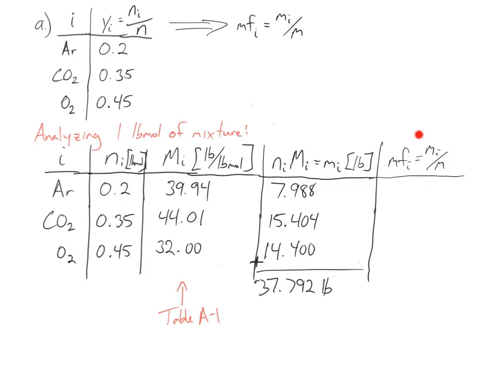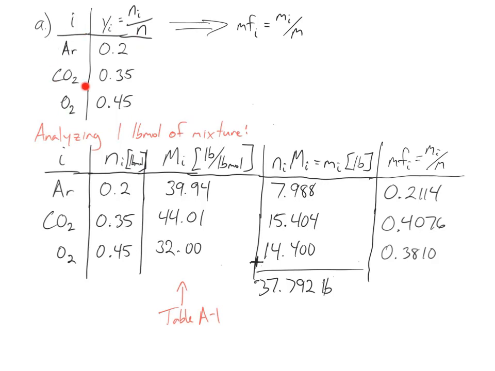So now we find the mass fraction. For the argon case, we're going to divide 7.988 by 37.792. We're going to come up with 0.2114. For CO2, we're going to get 0.4076, and for oxygen, we're going to get 0.3810. So very interestingly, molar basis versus mass basis.